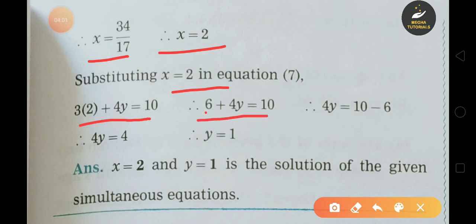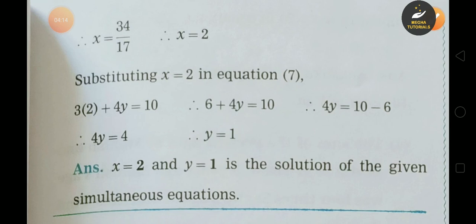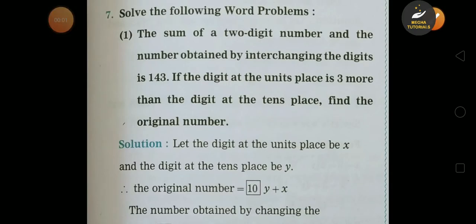So we will transpose 6 on this side. So 4y is equal to 10 minus 6, 4y is equal to 4. So y is equal to 4 upon 4, that is y is equal to 1. Therefore we can say that x is equal to 2 and y is equal to 1 is the solution of the given simultaneous equations. Question 7.